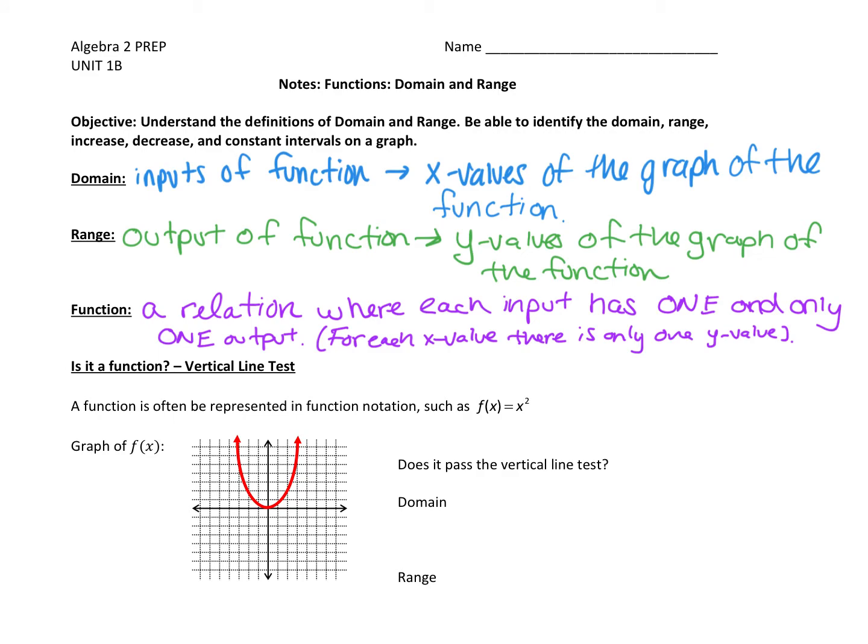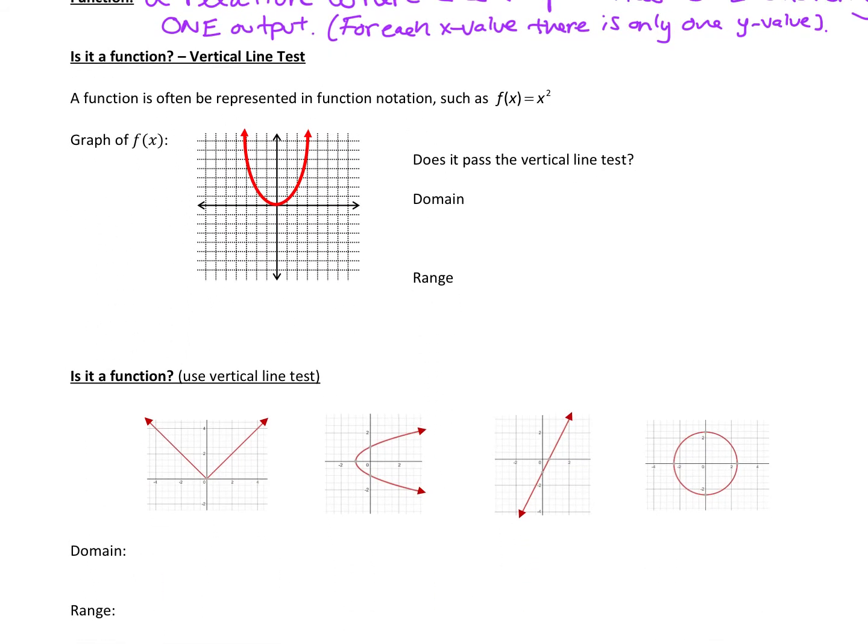All right, so let's put some of these definitions into action. First, we're going to try to decide if this graph is a function or not, and we're going to use something called the vertical line test. Remember, a vertical line is a straight up and down line. If I gave you a graph such as this one in red, I would draw a vertical line. I could draw multiple vertical lines, and I can see that it only hits the function once. Since it only hits the function once, does it pass the vertical line test? Yes, so that means it's a function.